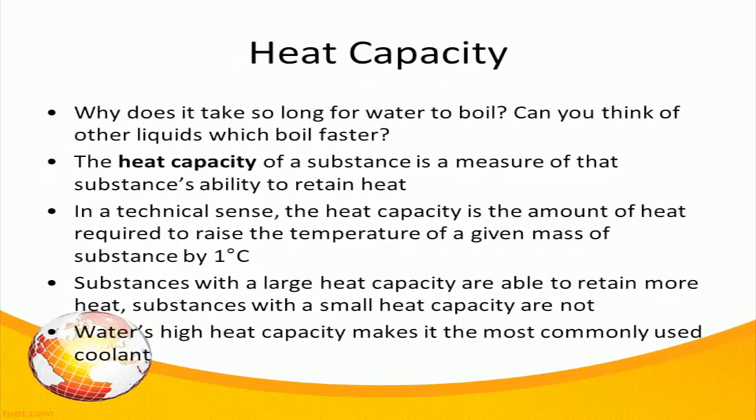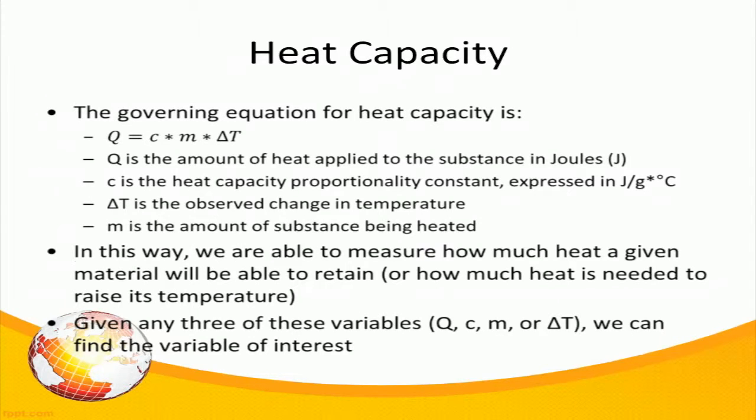Substances with a large heat capacity are able to retain more heat, and substances with a small heat capacity are not. Water is a unique substance on Earth because it is naturally present in 3 phases, as ice, water, and vapor. Under standard Earth conditions, water has a high heat capacity, and because of this, water is the most commonly used coolant. The only caveat in using water as a coolant is that it is not able to cool substances below 0 degrees Celsius without the help of antifreeze, or it will end up freezing and possibly destroying coolant lines.